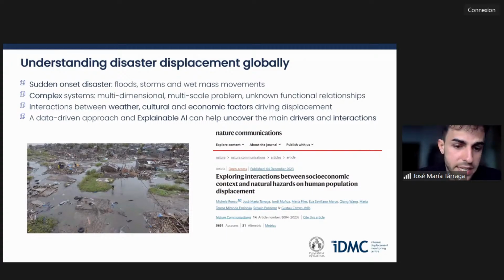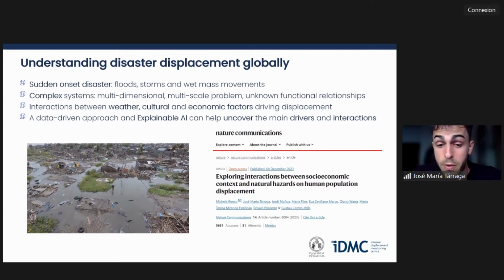And for that, what we did was basically gather a database focusing on sudden onset disasters. These are floods, storms, and wet mass movements that trigger the displacement of populations worldwide. And as we know, these are very complex systems. All these terms interact. It's a very multidimensional problem, and the functional relationships between the variables are actually unknown. There are increasing efforts on quantifying these relationships, but still the field is really early.